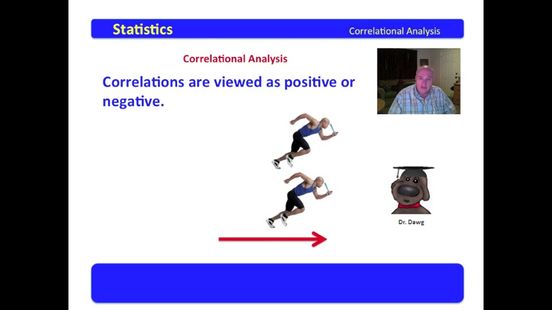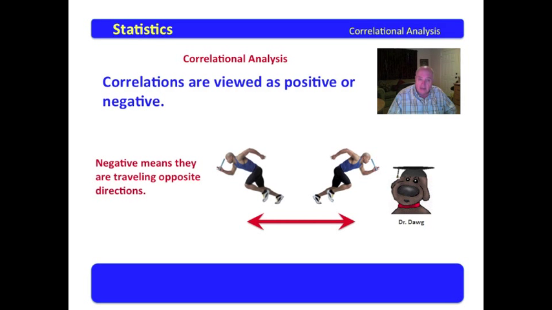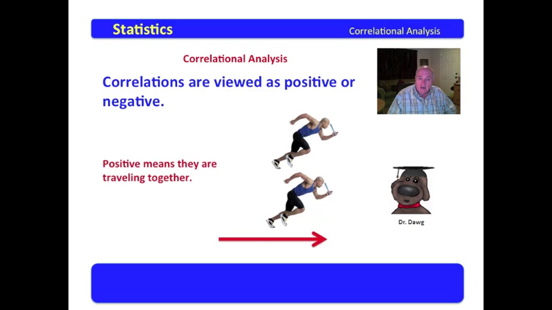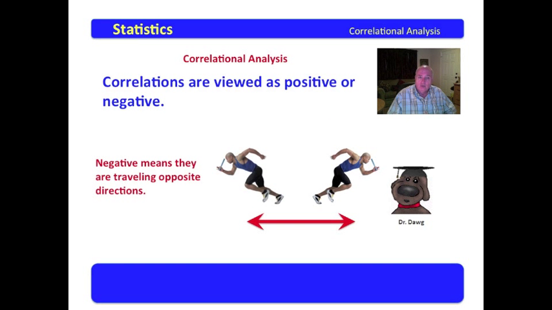Now, consider these two runners. They are traveling together. Positive means that two values are traveling together. A negative means that they are traveling opposite directions. When they travel together, that means as one goes up, the other one goes up. As one goes down, the other one goes down. When they are a negative relation and travel in opposite directions, if one goes up, the other one goes down. If one goes down, the other one goes up.